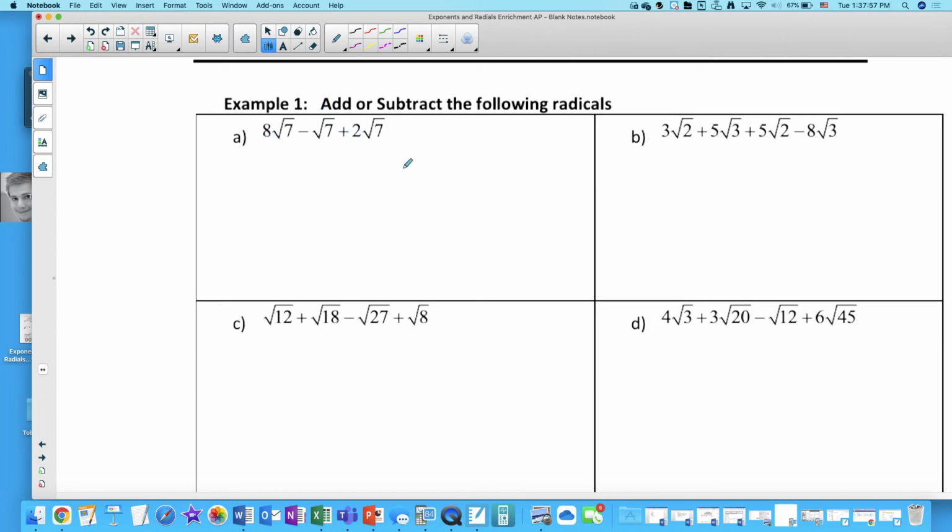Right? There's like a 1 there. So 8 minus 1 is 7 plus 2 is 9. I have 9 square root 7s.